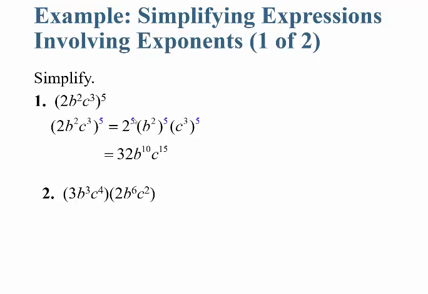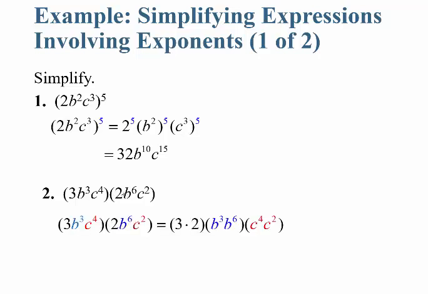Well, 2 to the 5th power is 32. And then remember, power to power you multiply. So 2 times 5 gets me b to the 10th power, and 3 times 5 gets me c to the 15th power. Same thing down here. I want to simplify this, so I'm just multiplying everything.